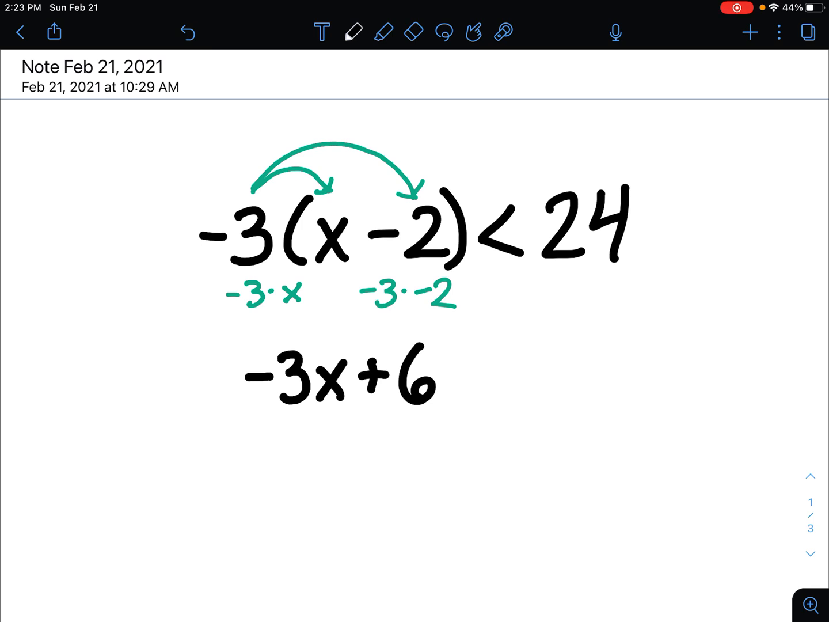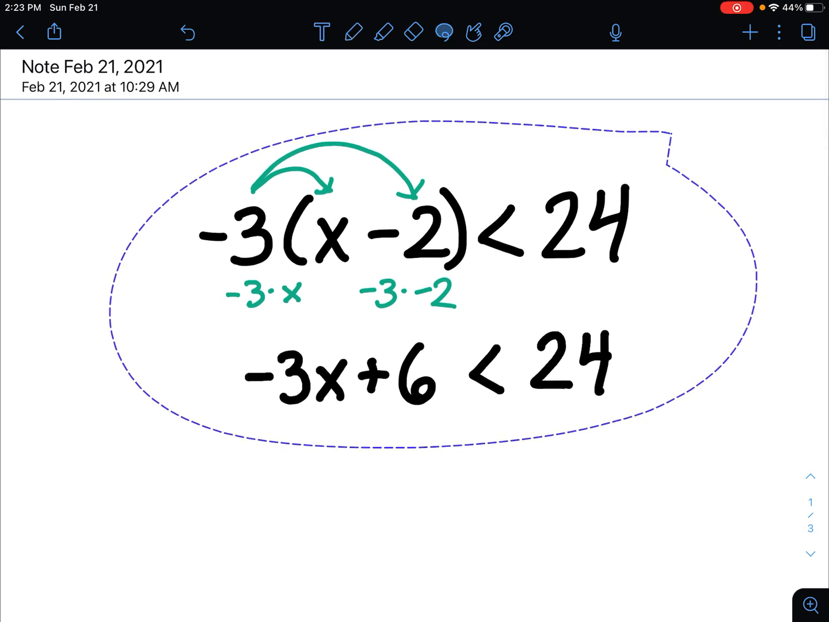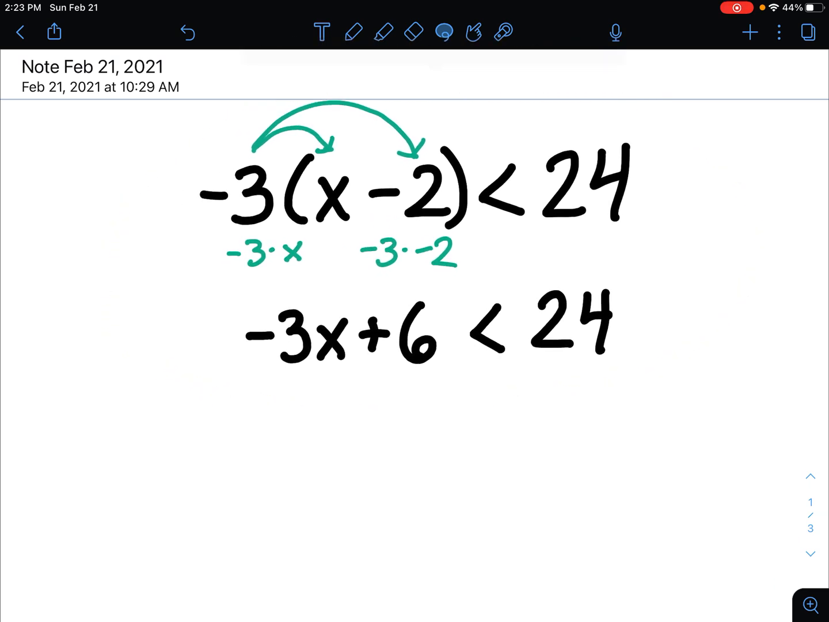Don't change anything else in the problem. So I bring down the less than symbol and 24. Now all we're left with is a two-step equation. So I'm going to move this up. If you remember the process for a two-step equation, I box in my x, and the -3 is attached to it, so I box that with it.